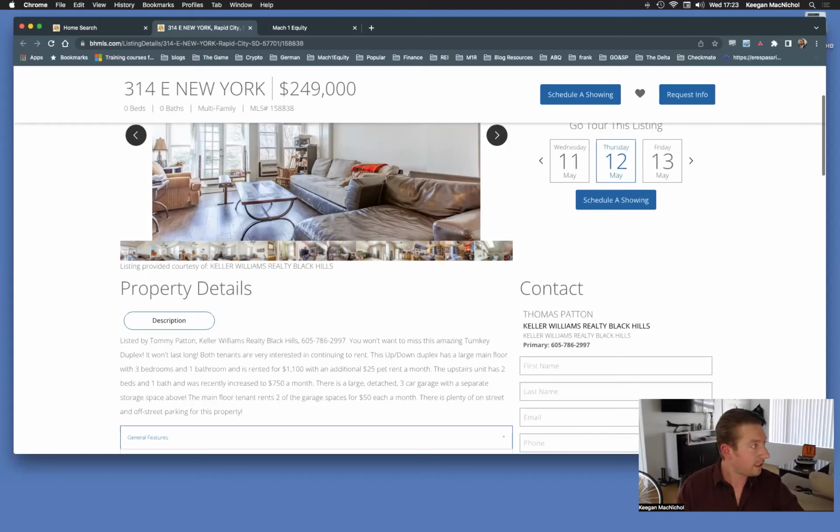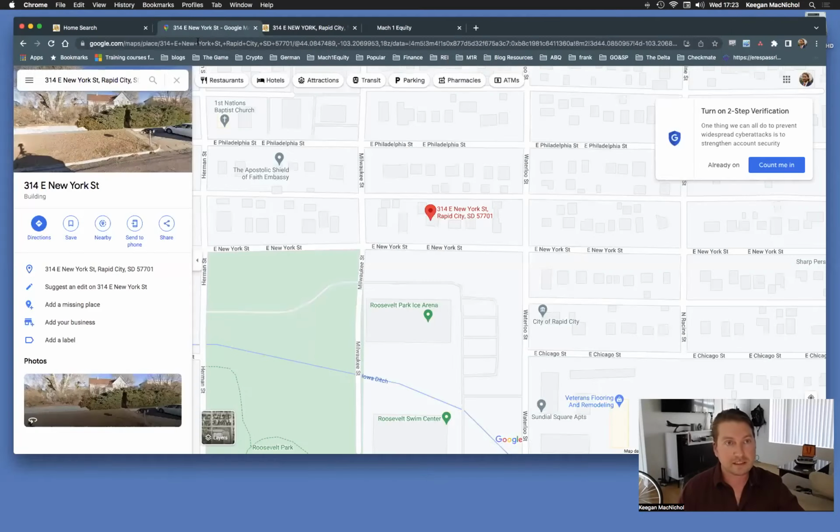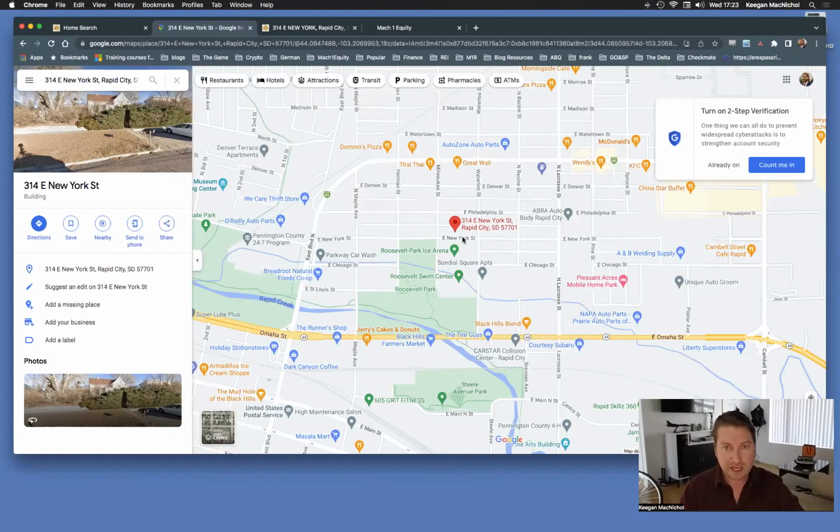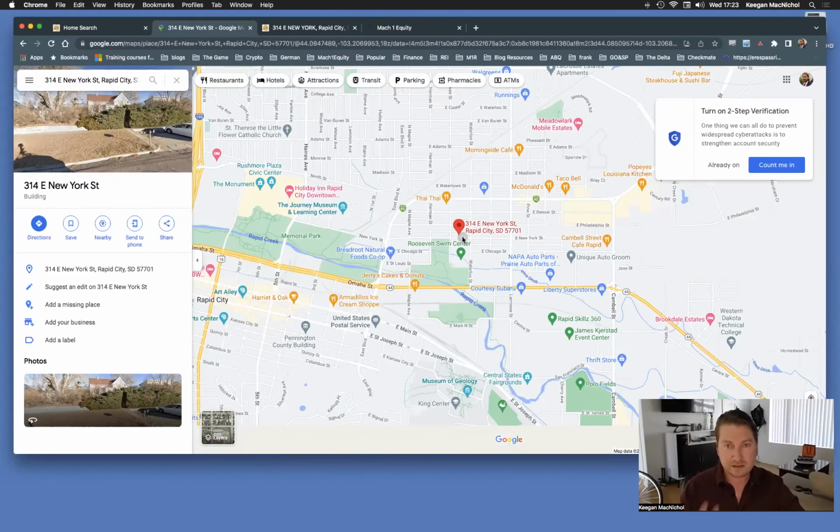So the next thing I'm going to do, maybe while I'm waiting for the agent to get back, is I'm going to map the property. So first thing I'm going to do is bring up Google Maps and just get a sense for, okay, where in Rapid City is this property? And since I'm familiar with the market, I know some of my rules of thumb. So we have this major thoroughfare, Omaha Street here.